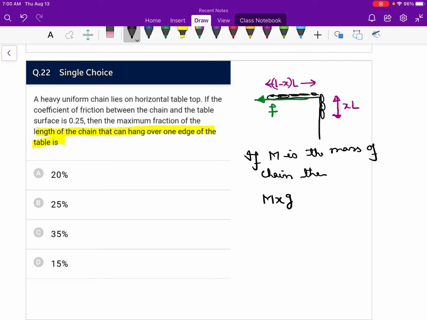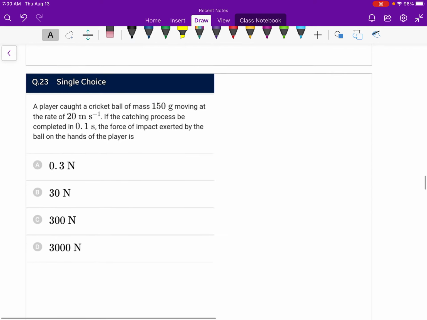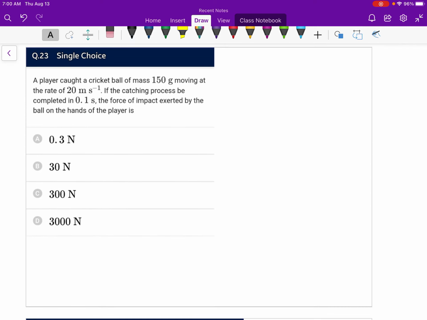This weight of the hanging portion is equal to friction. So the weight of the chain lying on the table is 1 minus x into capital Mg. This is normal reaction into mu. So Fs max is balancing the driving force. Okay, Mg cancels. So this is 4x is equal to 1 minus x, or x is 0.2. So 20% of the chain can hang.